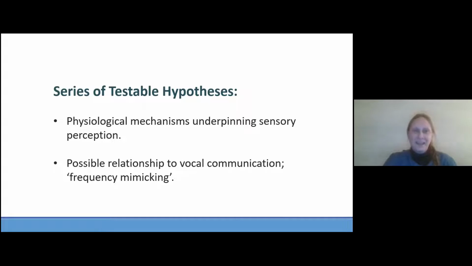So the presentation is a series of testable hypotheses looking at the physiological mechanisms underpinning sensory perception and the possible relationship to vocal communication in animals and possibly language evolution in humans. An idea or concept known as frequency mimicking. And I actually have an anonymous reviewer from the journal Biosemiotics to thank for that terminology. But unfortunately, I don't have any empirical data to present with the hypotheses, but I do have the theory surrounding it and supporting evidence from the literature.